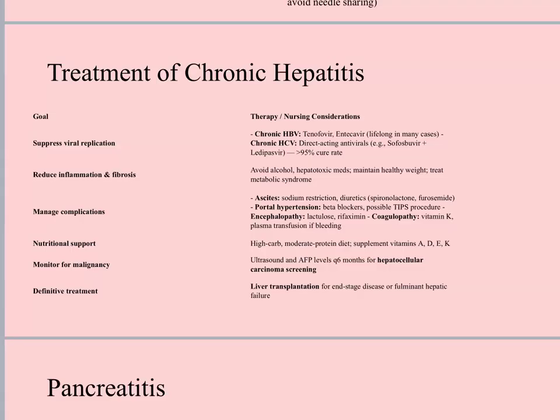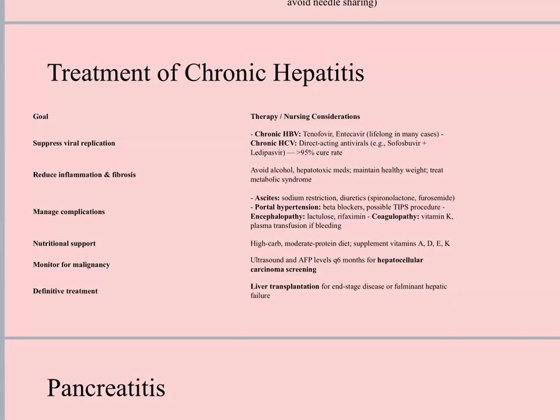The treatment of chronic hepatitis is going to look like suppressing viral replication. So for hepatitis C, there are direct acting antivirals, and there's a 95% cure rate. It is important with our patients who have hepatitis C, when they go through the process to take treatment for it, that we educate them that they can still get hepatitis C again. It's not one of those things like a one and done. If you go out and you resume the same behaviors that gave you hepatitis C in the first place, you will recontract it.